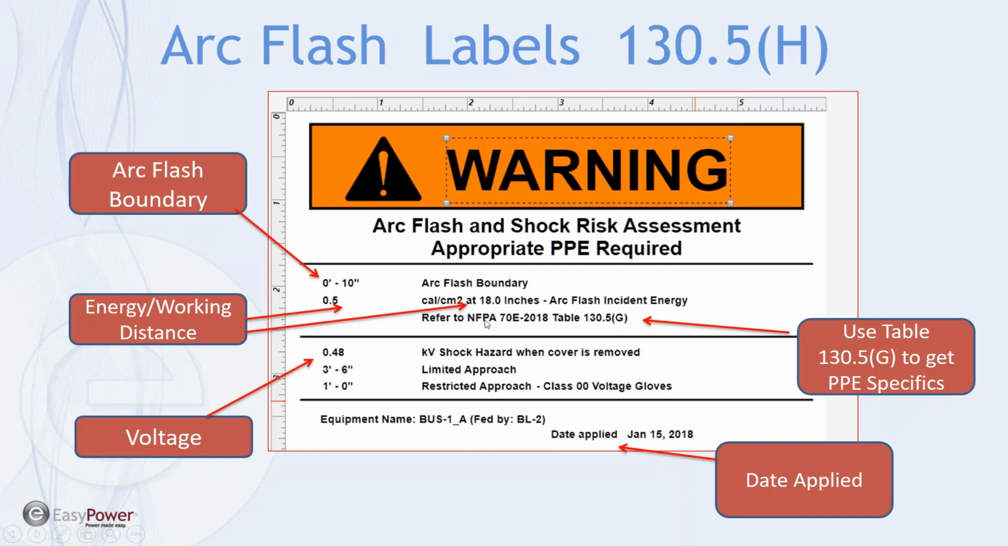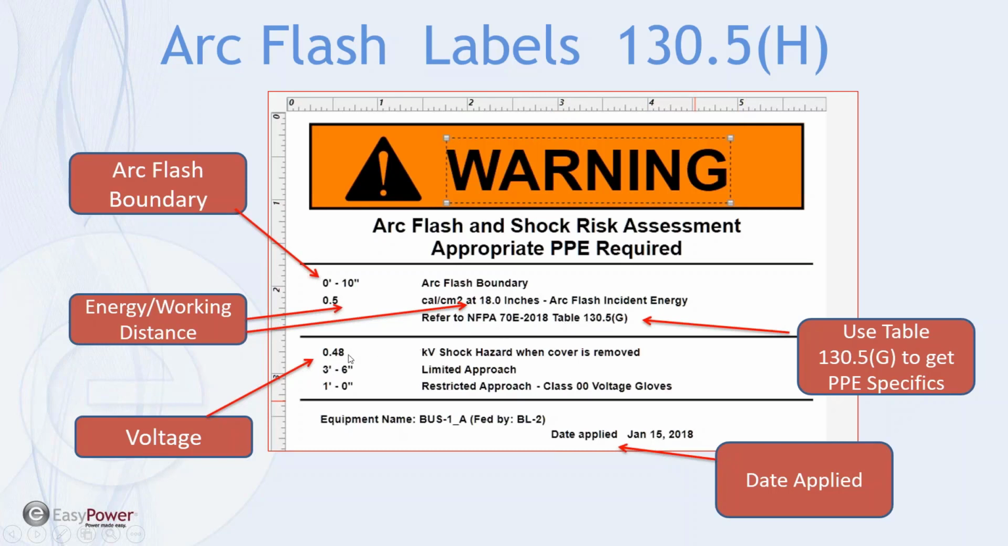And in the case of PPE, there's a reference to Table 130.5(G), which is part of NFPA 70E, the current version, which describes the type and covering of PPE required. The indication is, as long as it meets 0.5 calories, which is a requirement of this bus, then we are safe to utilize the PPE as described in the table.